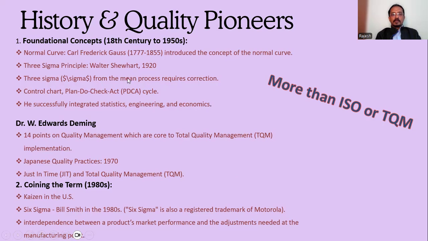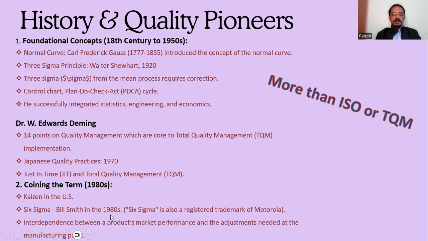And we are going to talk about the PDCA, which is very important for RCM. And he was able to successfully integrate statistics, engineering, and economics. And we are talking about Edwards Deming, the quality management principles. And as you know, the Japanese were the quality leaders at the time. We are talking about JIT, just in time, and then total quality management, TQM. Kaizen and Toyota are all major terms you're going to hear frequently here.